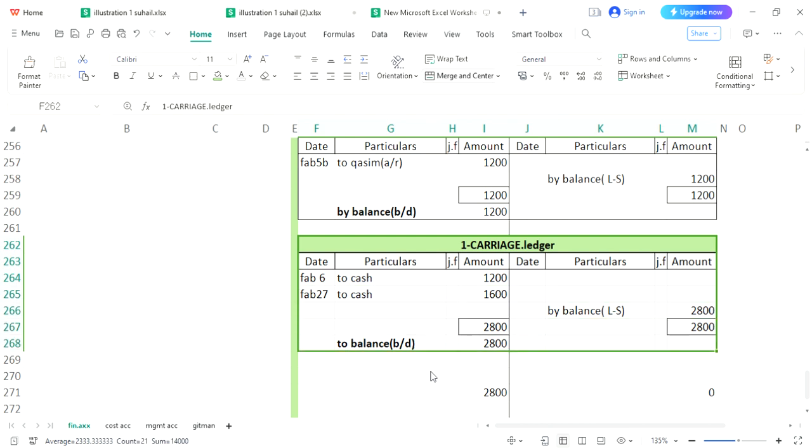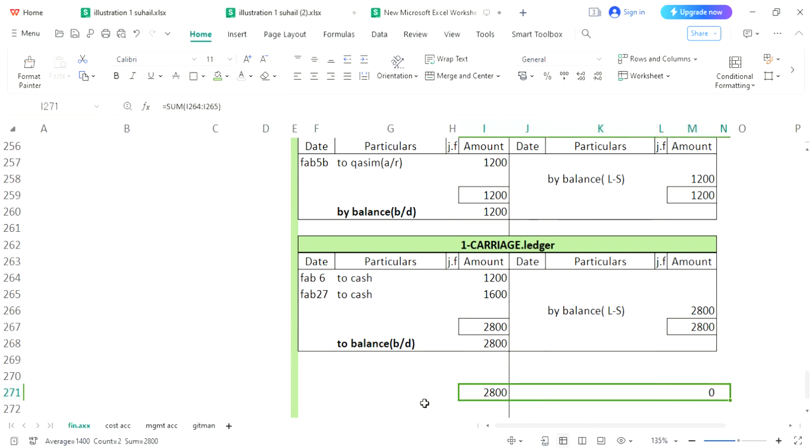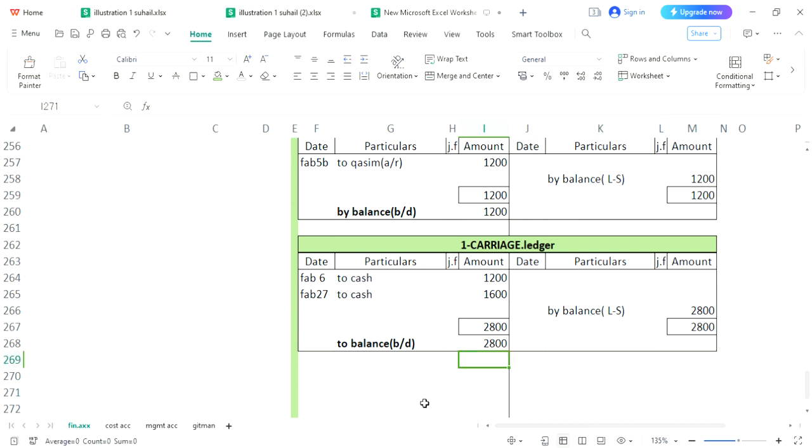As balance has been derived, purpose is completed, so we can mark it as completed ledger by putting an ending line after balance brought down. Alright, and then these sums were written just for the reference. Our purpose has been completed, so we can erase.